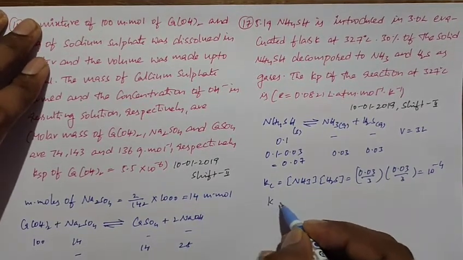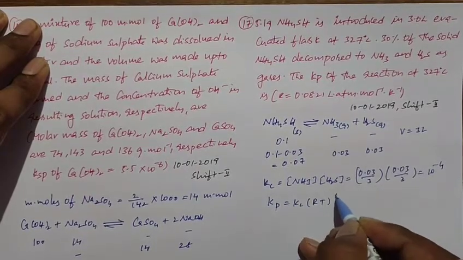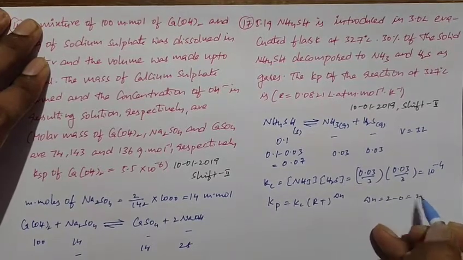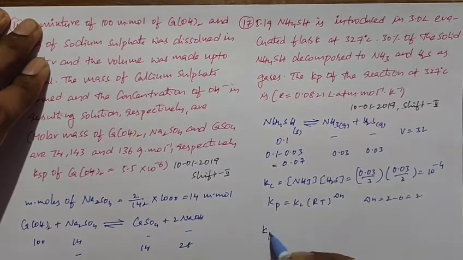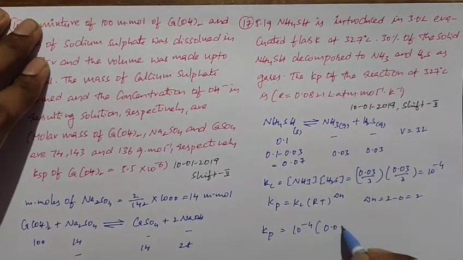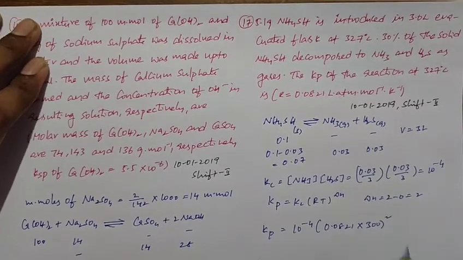Then the relation between Kc and Kp: Kp is equal to Kc into RT power delta n. Here delta n is equal to 2 minus 0, that is 2. So Kp is equal to Kc, we get 10 power minus 4 into R value 0.0821 into temperature 300, whole square.